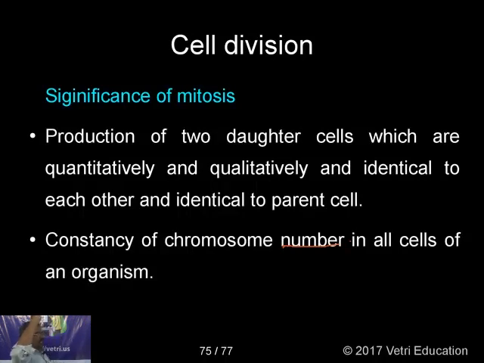So now let us see the significance of mitosis. It produces two daughter cells which are qualitatively and quantitatively identical to each other and identical to the parent cell. That is very important here. These two cells are identical and also identical with the parent cell. And it keeps the chromosome number constant: the same number of chromosomes is found in all cells of an organism.